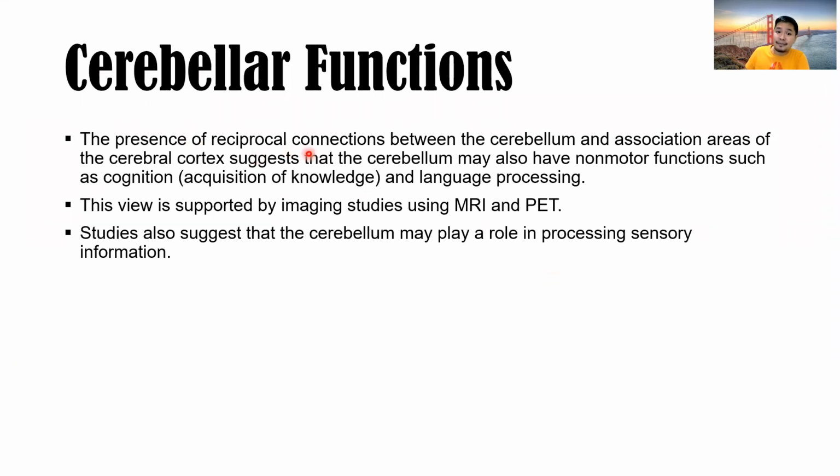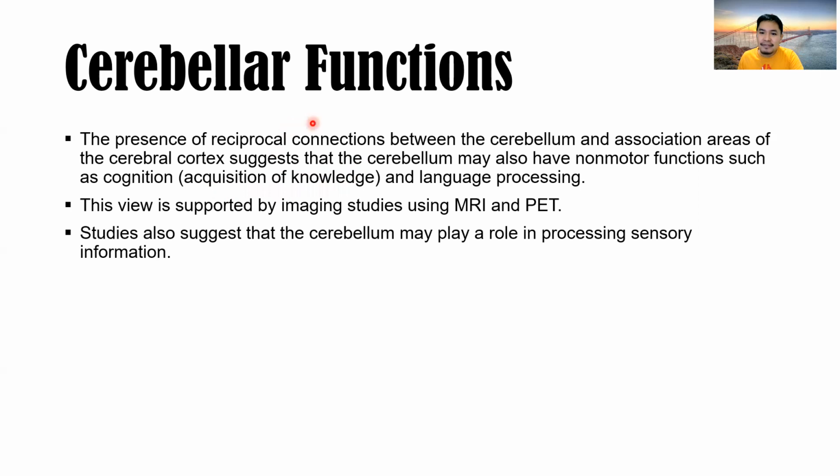So the presence of reciprocal connections between the cerebellum and association areas of the cerebral cortex suggests that the cerebellum may also have a non-motor function, such as cognition, acquisition of knowledge. No? So cognition is not just acquisition of knowledge, but knowing what you're doing. Cognition is knowing or being oriented with the time, place, and even oriented with the people that you're talking to.